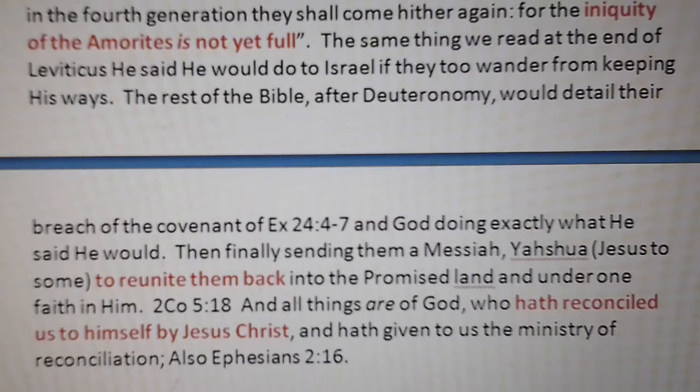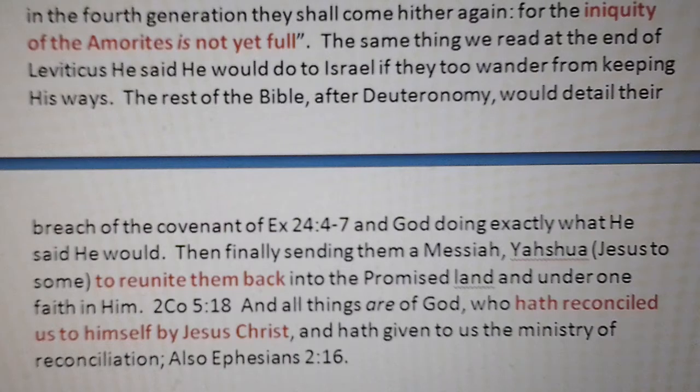2 Corinthians chapter 5 verse 18 says, "And all things are of God, who hath reconciled us unto himself by Yeshua, and hath given to us the ministry of reconciliation." Another one is Ephesians chapter 2 verse 16. So that's the whole purpose of the Messiah coming, to reconcile us back to God, all the sinners and so forth, especially the tribe, the children of Israel who had transgressed his laws.